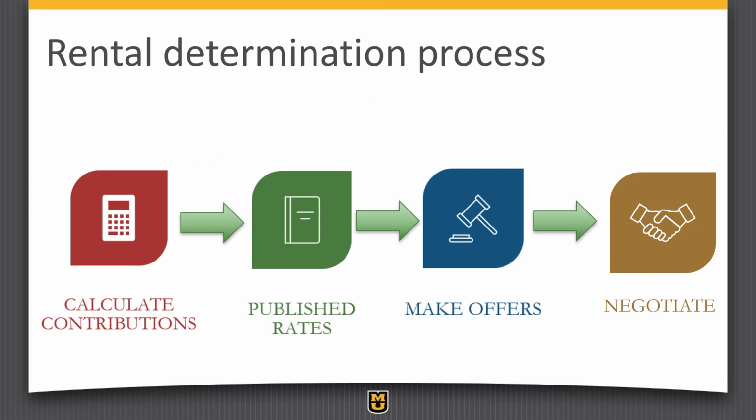There are several steps for determining leased property arrangements. The tenant first calculates their contribution to the production process, then studies published rental rates, makes an offer, and negotiates with the property owner to arrive at a mutually satisfying agreement.